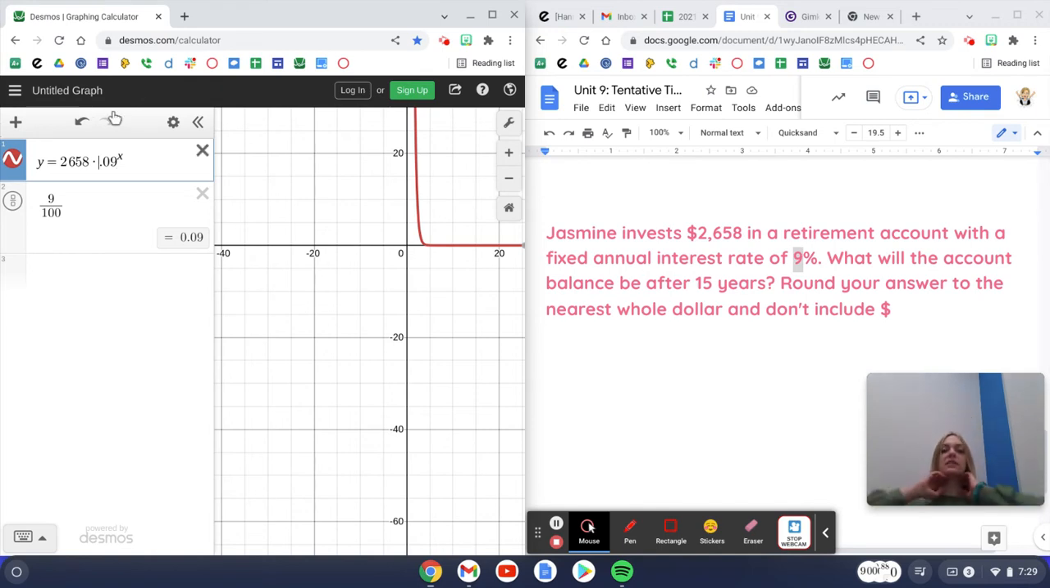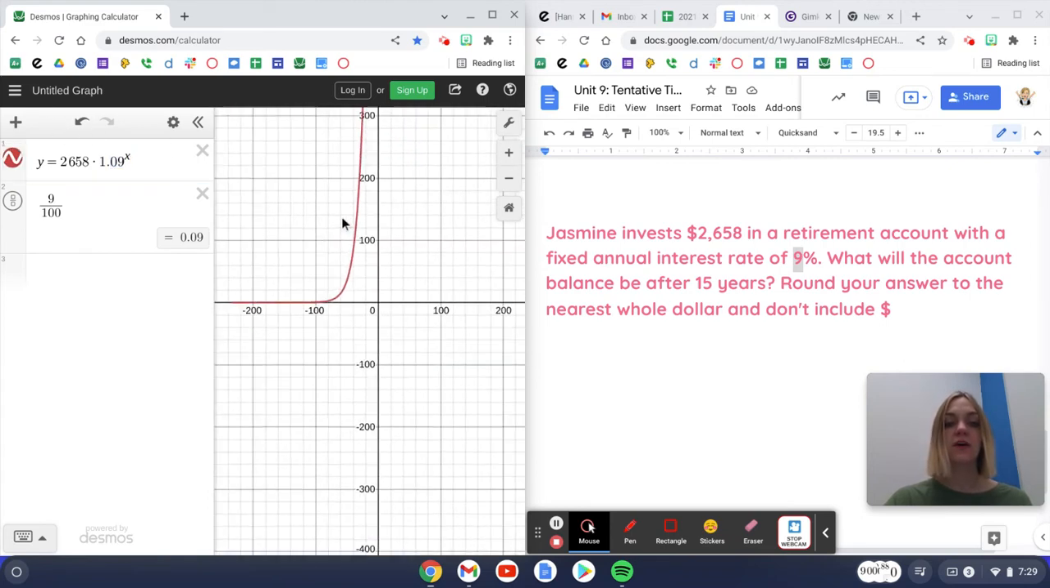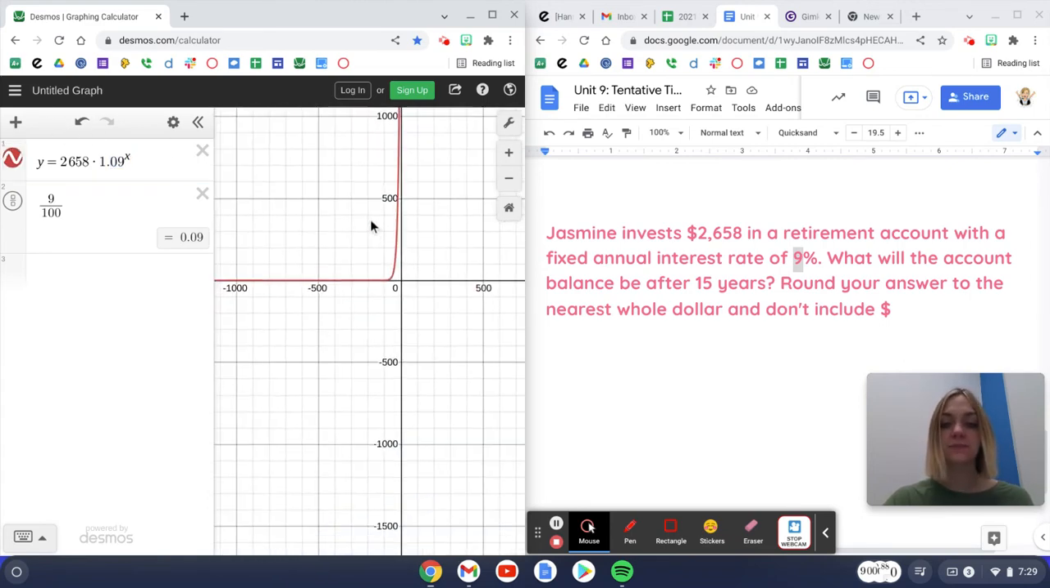I know if I'm trying to make it bigger, if I want to make it grow, I'm going to have to add a 1 here. So this is saying you're starting with 100% of your money, and then you're adding 9% onto it. And then if I double check, my function's growing, which is exactly what I want.